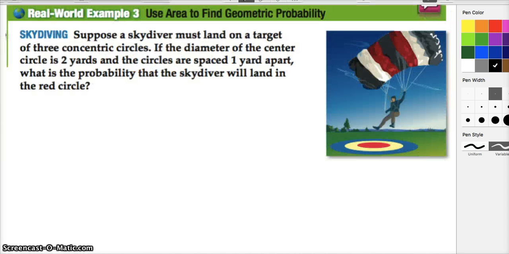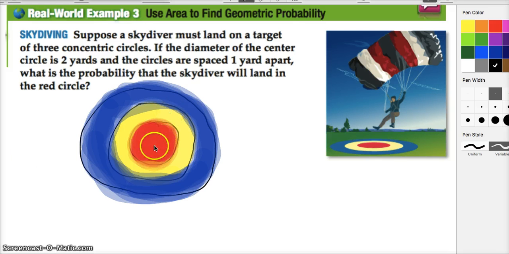So we're going to suppose the skydiver must land on a target of 3 concentric circles. If the diameter of the center circle is 2 yards and the circles are spaced 1 yard apart, what is the probability that the skydiver will land in the red circle? This is assuming that the skydiver will land on the target, but what's the probability that they'll land on the red part of the target?